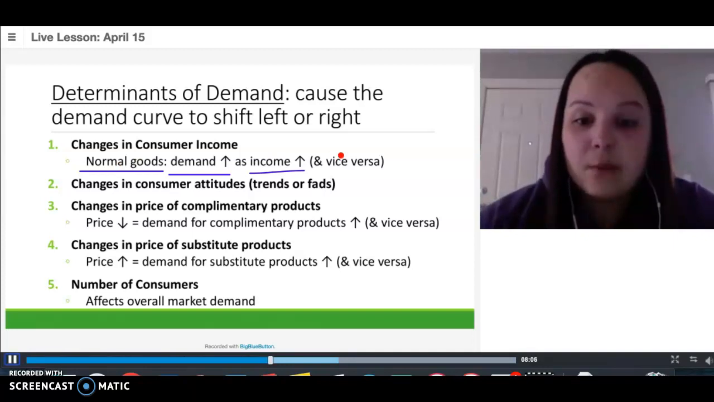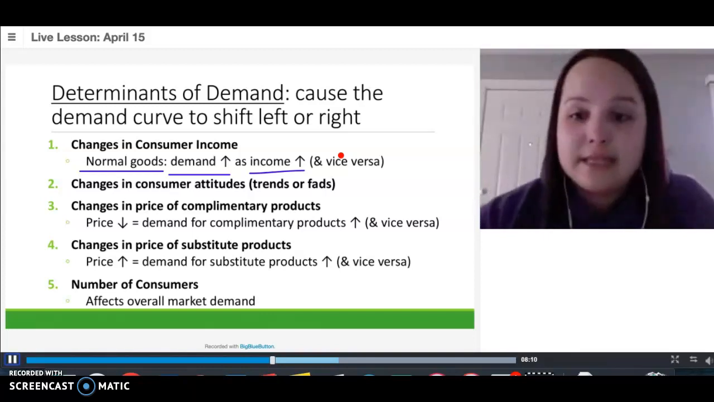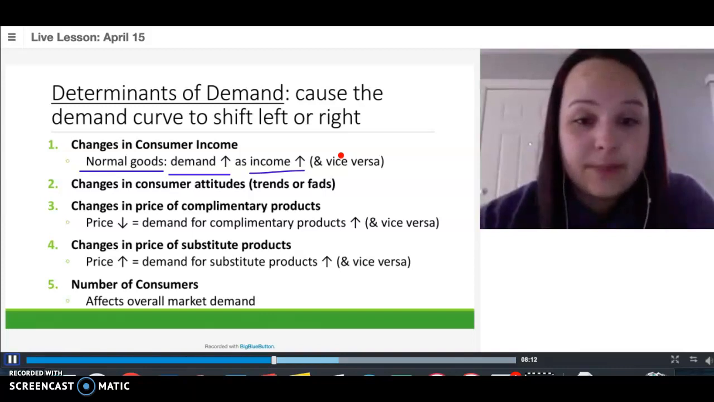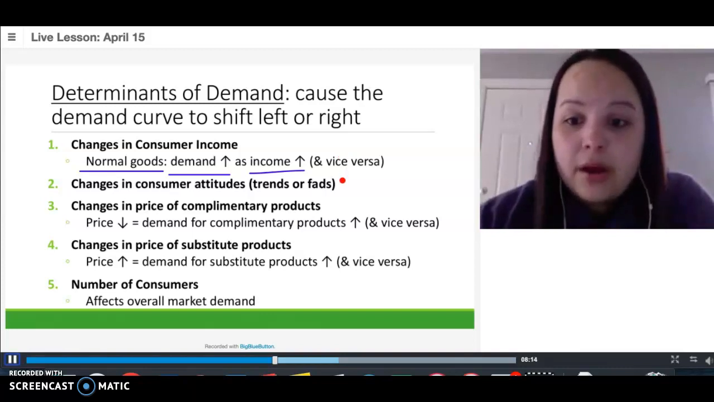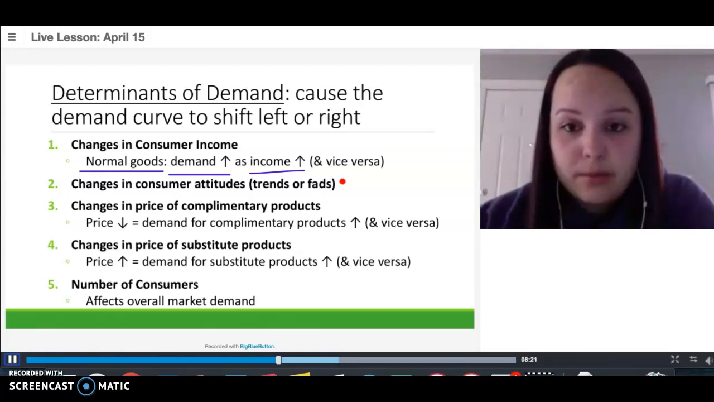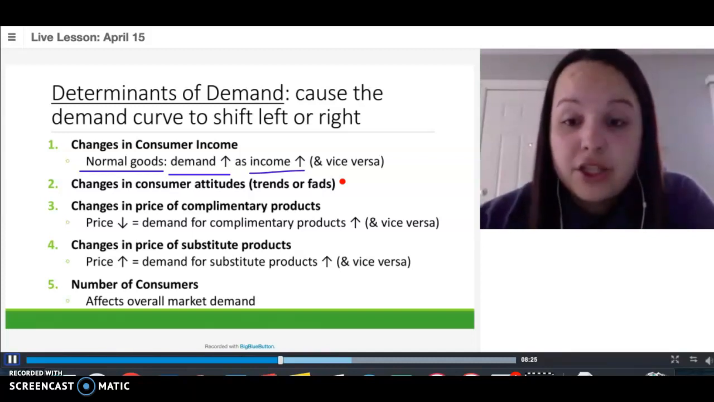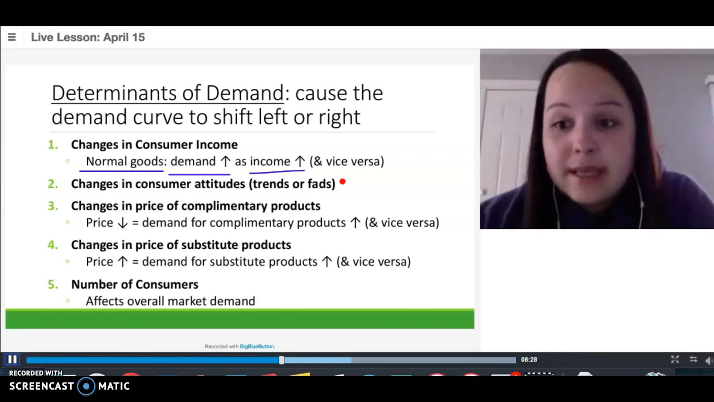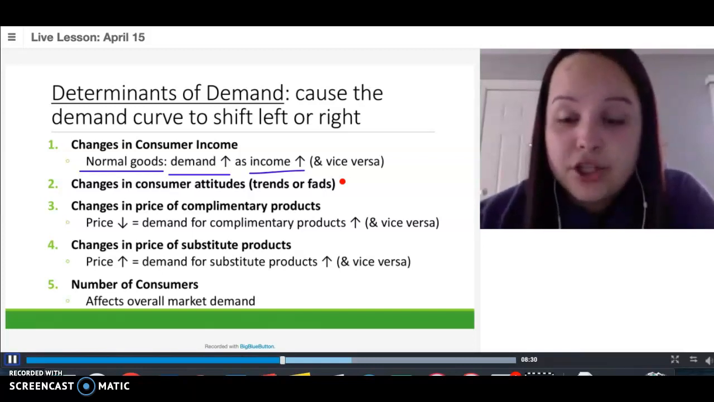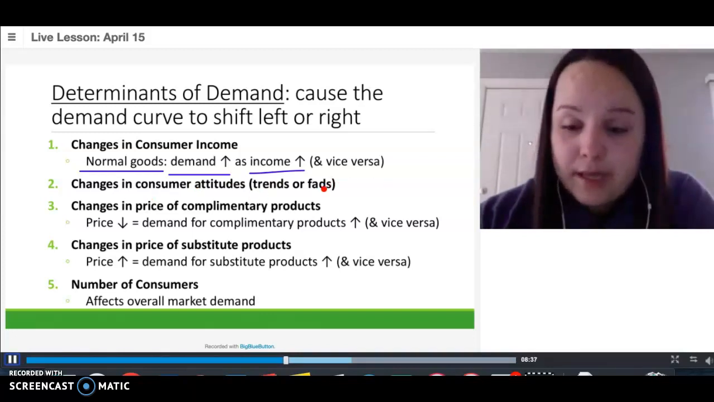Now, the second one is change in consumer attitudes. You could refer to this as trends or fads or anything that's popular at the moment. You could also associate this with any changes in seasons. For example, the weather's starting to get a little bit warmer. We're getting closer to summer. So the types of goods that people are buying are going to be a lot different than, say, the goods that people were buying in December or January in Minnesota. So change in consumer attitudes will go along with any trends or popular fads of the time.